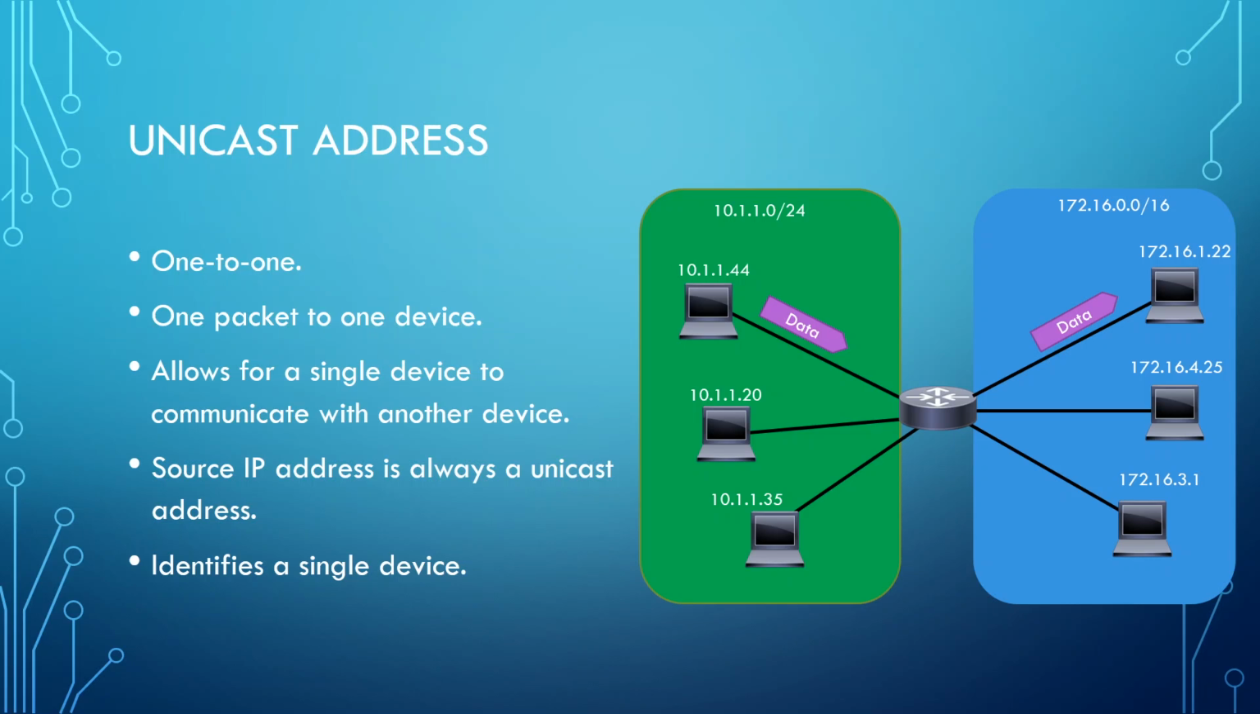So in this example, we have host 10.1.1.44, and he's communicating with host 172.16.1.22. It's going to send a unicast packet. This unicast packet flows just from the 10.1.1.44 host to the 172.16.1.22 host. Doesn't flow to any other device.